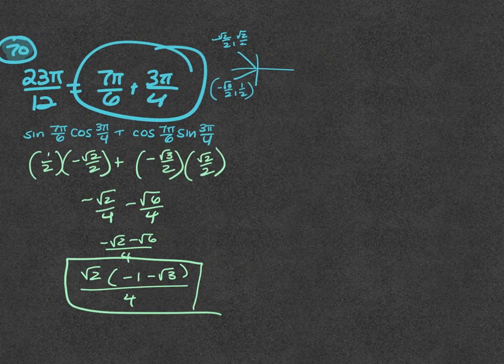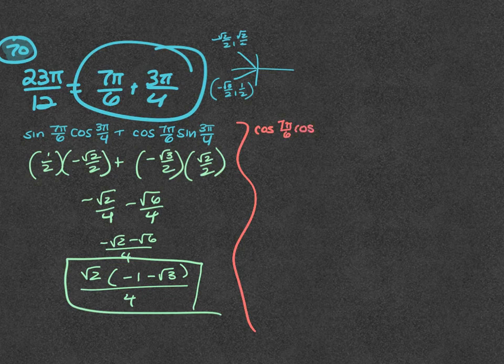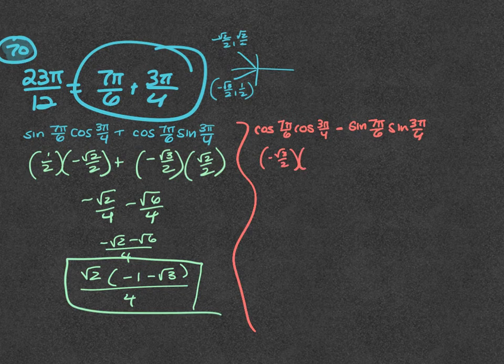The cosine, same values, right, but different pattern. Cosine is cosine, cosine, sine, sine. So cosine 7 pi over 6, cosine 3 pi over 4. Change the sign so it's minus sine 7 pi over 6, sine 3 pi over 4. The cosine at 7 pi over 6, negative root 3 over 2. Cosine at 3 pi over 4, negative root 2 over 2. Sine at 7 pi over 6 is 1/2.